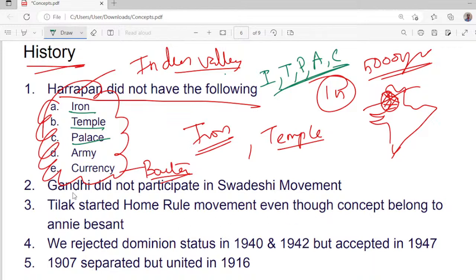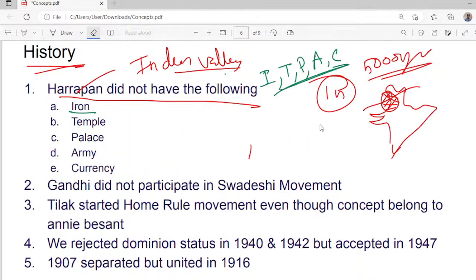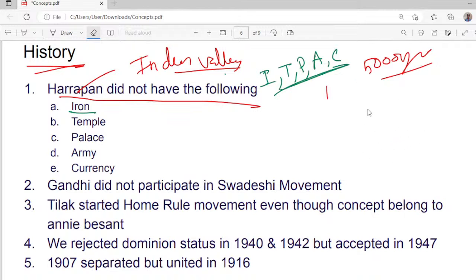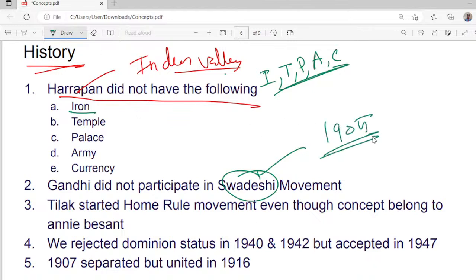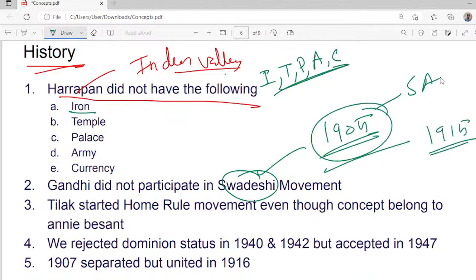Okay, guys, proceed. Now, next point is Gandhi did not participate in the Swadeshi movement. What are you saying, sir? The Swadeshi movement is a non-violent movement, boycott of foreign clothes, promotion of Swadeshi indigenization. Yes, the Swadeshi movement had all the properties of a Gandhian movement, but still it was not Gandhi, because Gandhi did not come to India at the time. The Swadeshi movement happened in 1905, and Gandhi came only in 1915. He was in South Africa.